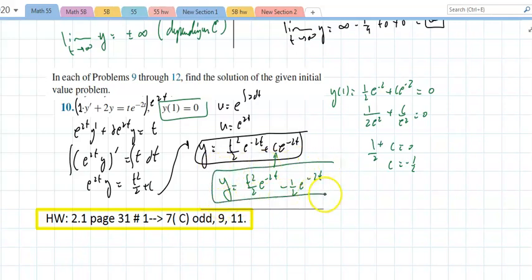That is the solution. And if I take the limit as t approaches infinity of y, I know that the exponential is going to dominate over t squared, minus 0. That's going to be 0, so this converges.